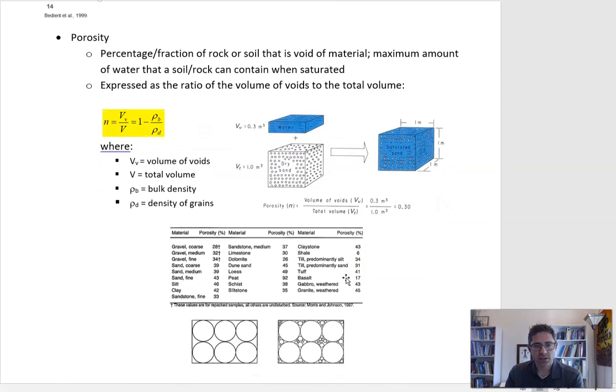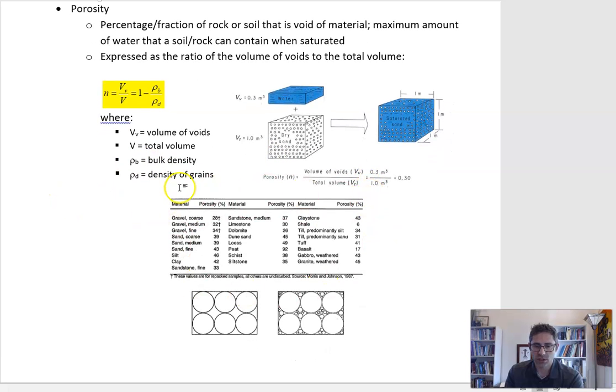Okay, so a couple other terms. Porosity, you should have learned about in geotechnical engineering. This is the percentage of rock or soil that's void of material, so it could be filled with air or water. And it's the maximum amount of water that soil or rock can contain when it's saturated. It's expressed as a ratio of the volume of the voids to the total volume, so it's this little n, V sub V over V.